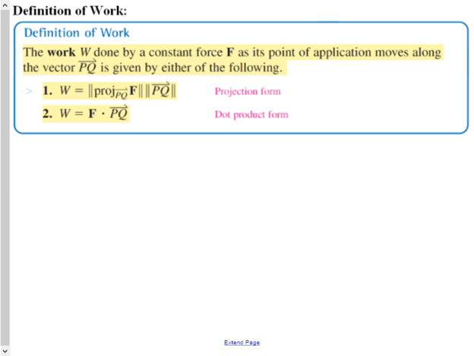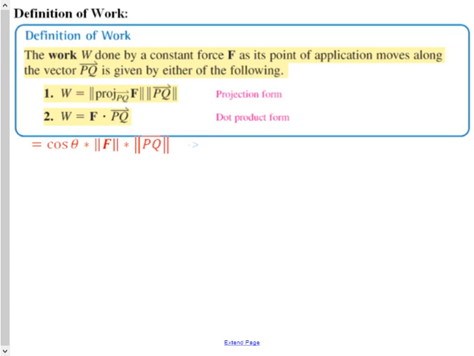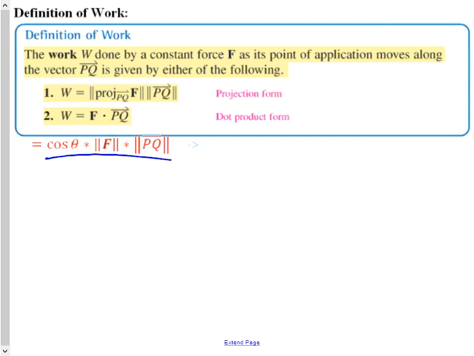Next, it's a little bit easier when we talk about the definition of work. The work W done by a constant force F as its point of application moves along the vector PQ is given by either of the following. W equals the projection of PQ on F times the magnitude of PQ, or in dot product form, W equals the dot product of the force and the vector PQ. So what we're actually going to use is this bottom form, which is solved from the top form: cosine of theta times the force vector magnitude times the magnitude of PQ.